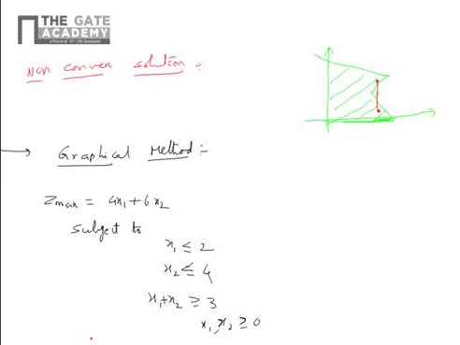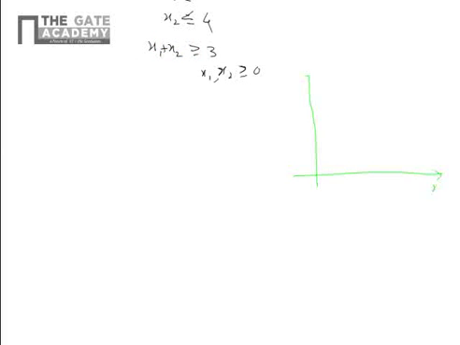So for this, start with a simple graph. We know by seeing the problem itself that there are two variables. So just take the x-axis as one variable x1 and the y-axis as the other variable x2. Take the first constraint, x1 less than or equal to 2. So mark point 2. This is the x1 line. x1 is less than or equal to 2.